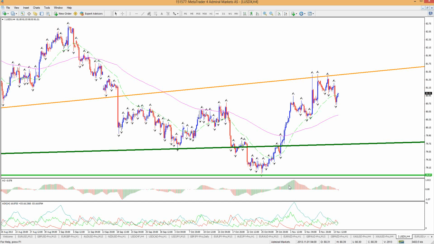So unless you have some specific question about moving averages or whatever, let me know, or a particular currency pair. Otherwise, we'll close it for today.